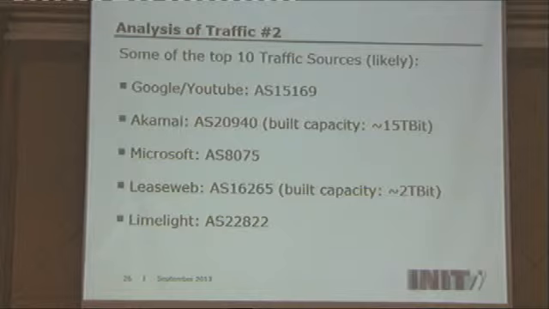So some of the top 10 sources are likely Google, YouTube, Akamai. They told me recently they have a built capacity of about 15 terabit. Then probably Microsoft. LeaseWeb, a large server operator in the Netherlands. I have recent information, they have about 2 terabits of built IP capacity. Limelight and a number of other names.